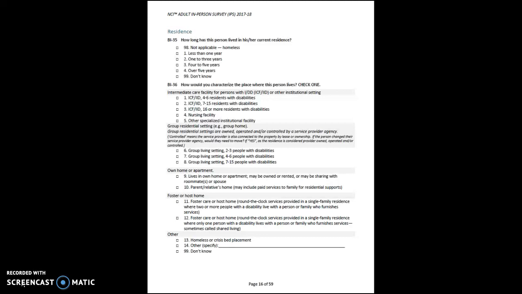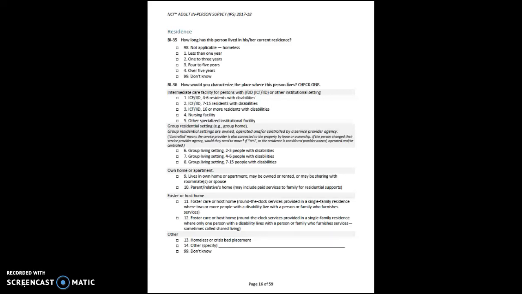So for the group residential settings, we're looking at settings that include 2 to 3, 4 to 6, or 7 to 15 people with disabilities. Oftentimes, these are group homes. And really specifically for all of these group residential settings, what we're looking for is that the setting is owned, operated, and/or controlled by a service provider agency. One way we can think of this is, if the person changed their service provider agency, would they have to move? If they would have to move, we would then determine that the place where they're living is a group residential setting.